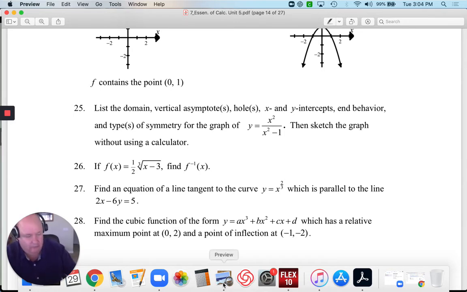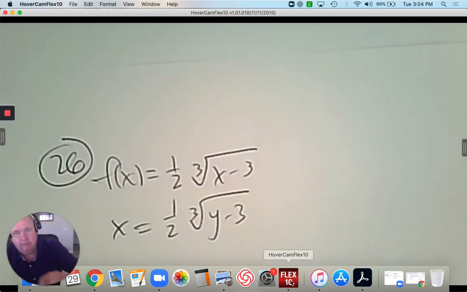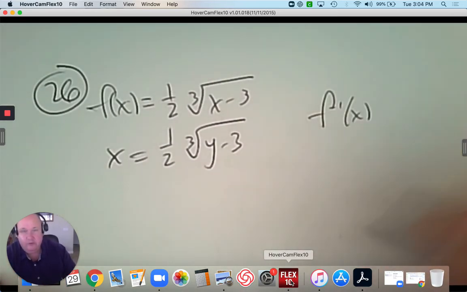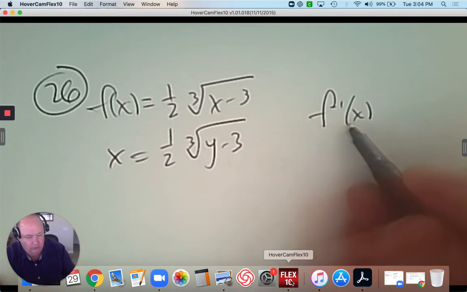So in 26, you're given a function, and you're asked to find the inverse of that function. That's what that little -1 is. Don't think that's the derivative. So let's do that. So that means x equals, and I solve for this. Boom. So I'm asked to find the inverse, which is that little -1. So don't confuse that with the derivative.